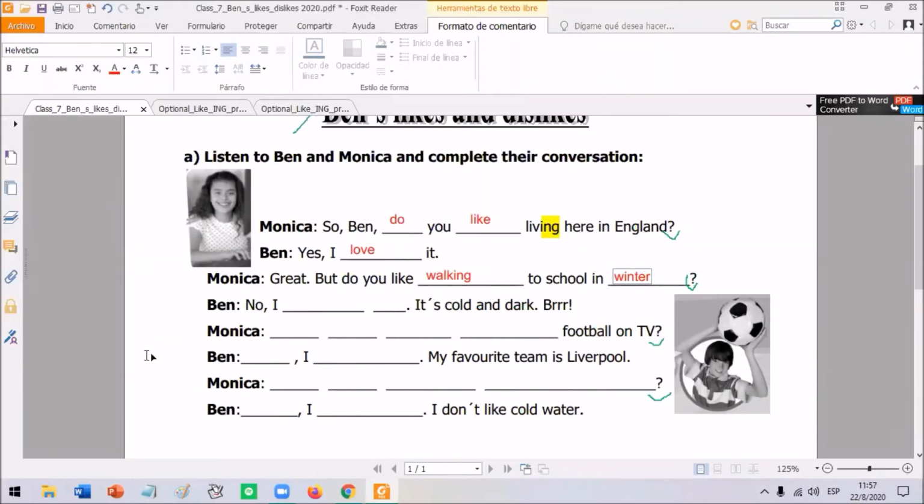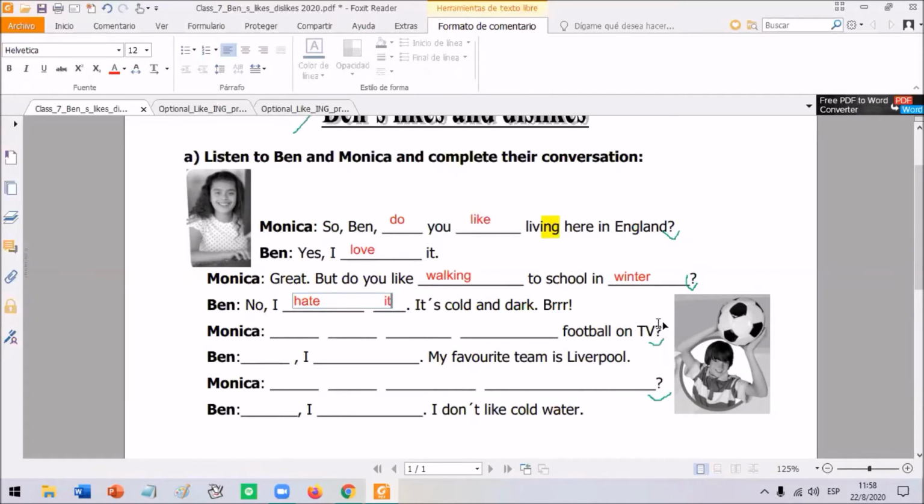Okay, what about now? Ben doesn't say, no, I don't. No responde solamente, no, I don't. Hace otro tipo de respuesta. ¿Llegaste a notar? Okay, excellent. No, I hate it. Lo odia, no solo que no le gusta caminar al cole en invierno, lo odia. So, do you like walking to school in winter? No, I hate it. It's cold and dark. Brrr. Okay, the next question.